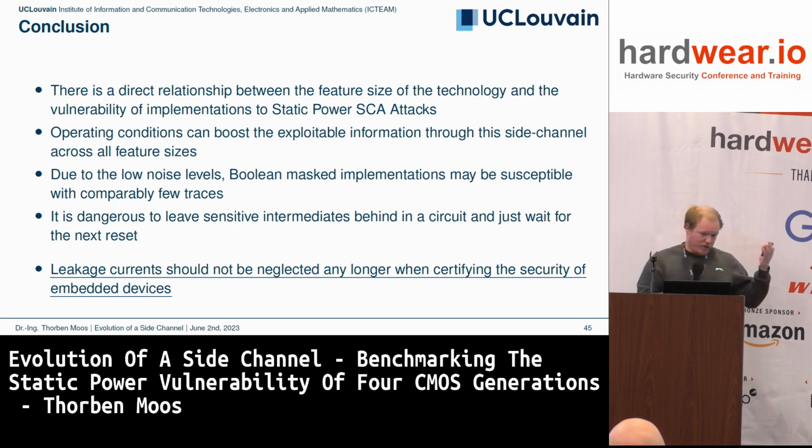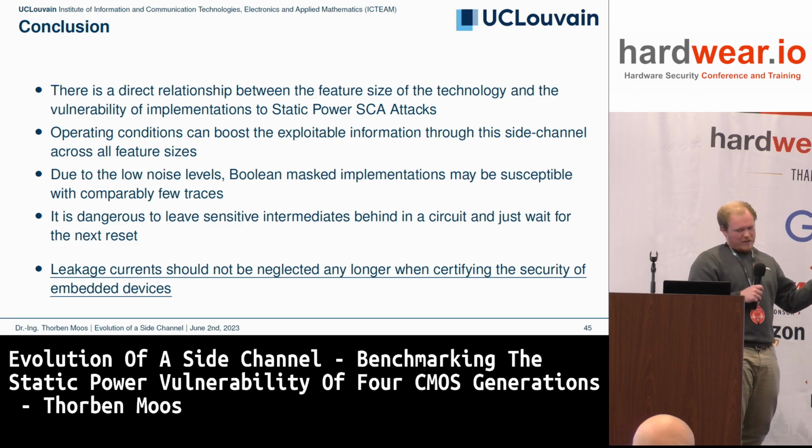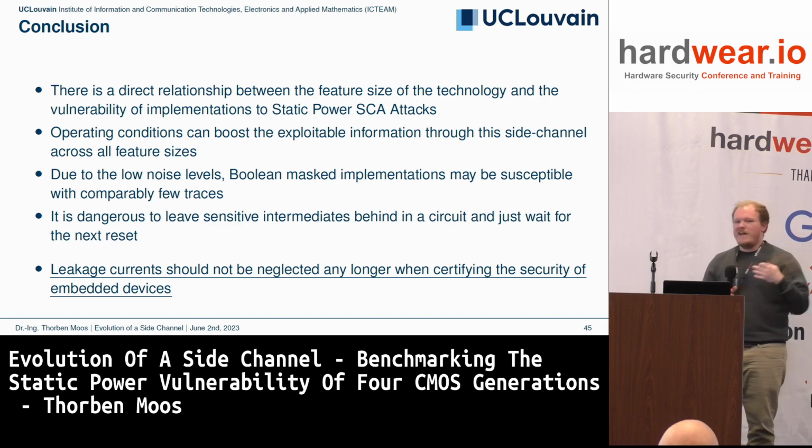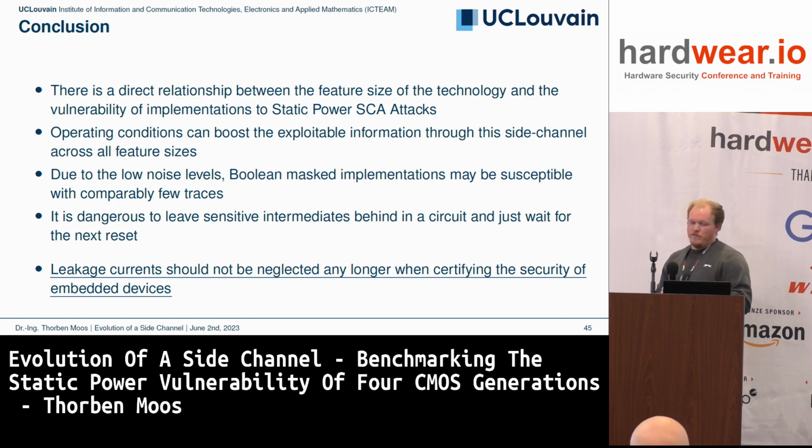Finally, I would just like to say that I think leakage currents should not be neglected anymore when certifying devices, because I'm pretty sure that there are devices out there which are susceptible to this kind of attack, but still pass certification. I haven't found such cases yet, but I also didn't search a lot. I'm pretty sure of that. You can make your own picture. That was my presentation. Thank you very much.